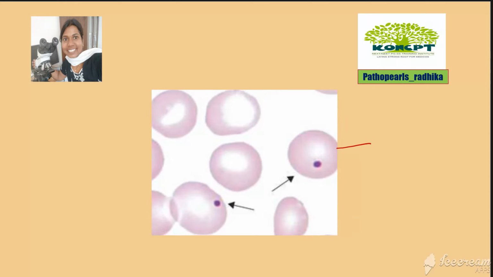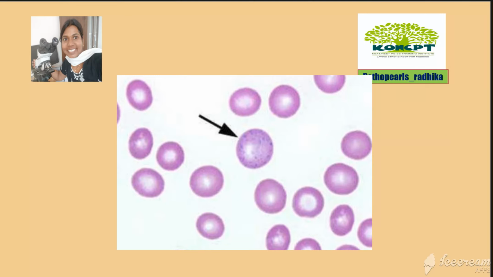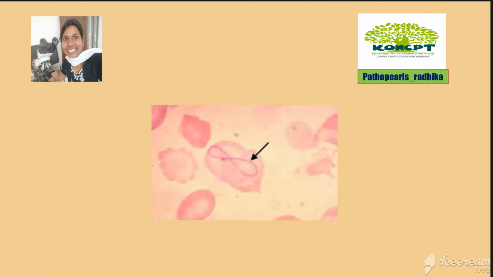Now look at this one. What type of stain is this? It's a Leishman stain, with a single dot, very well defined, not granular. It's a Howell-Jolly body. Next is a supravital stain with multiple inclusions. It's an HbH inclusion, which is denatured hemoglobin. So what is this? You have a Leishman stain with multiple dots, which is basophilic stippling. What is this? This is a Leishman stain in which you see something like a figure of 8. This is called a Cabot ring, which can be seen in megaloblastic anemia.